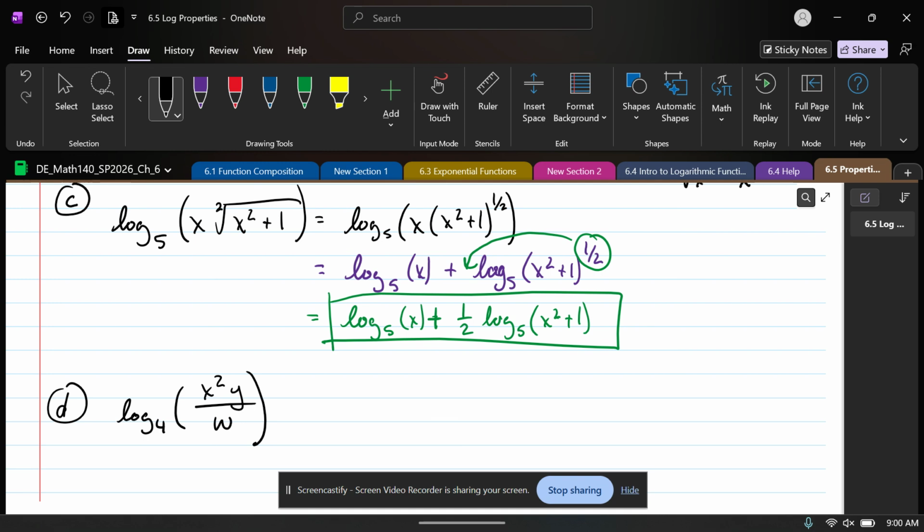Say it again. Okay, yeah, the division one. So that's going to give us log base 4 of x squared y minus log base 4 of w. Okay, that's property 6. That's the division property. That division turns into subtraction. So the numerator is here. The denominator is after the minus sign. Anything from a denominator should have a negative sign in front of it.